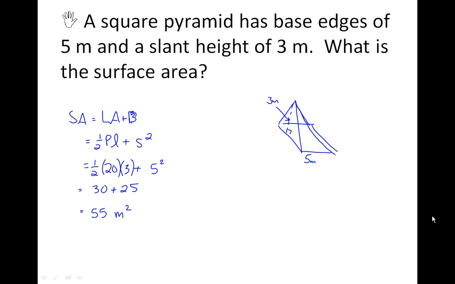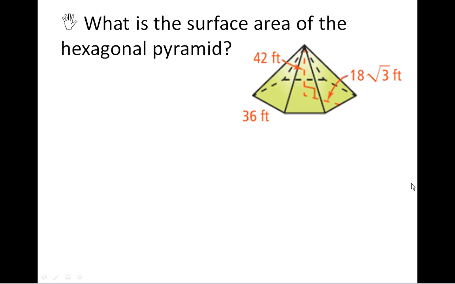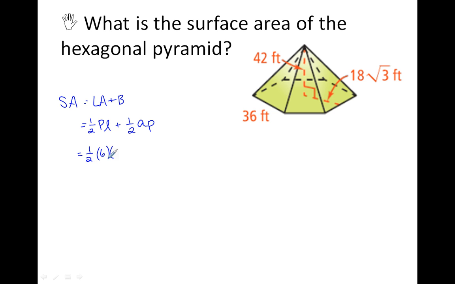Okay. Very easy, straightforward. Now we have another hexagonal pyramid, so again, same formula, surface area equals lateral area plus the area of the base. Lateral area is 1/2 times the perimeter of the base times the slant height. In this case we have a hexagon, so we're going to use the formula for a regular polygon. So we have 1/2 times the perimeter. Well, one side is 36 and there are 6 of them, so 6 times 36.